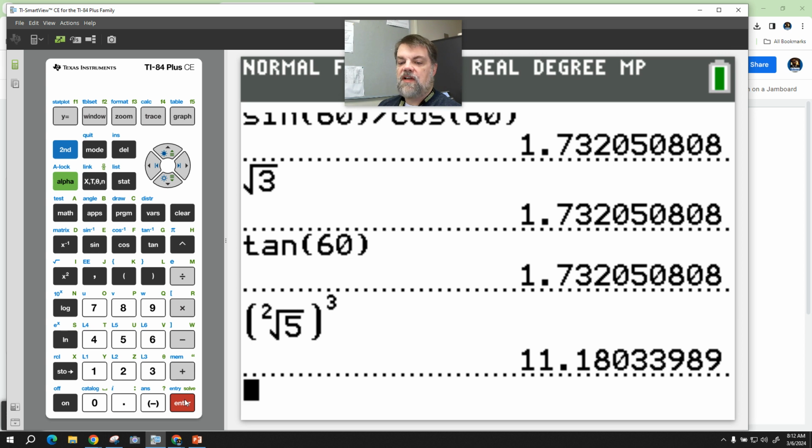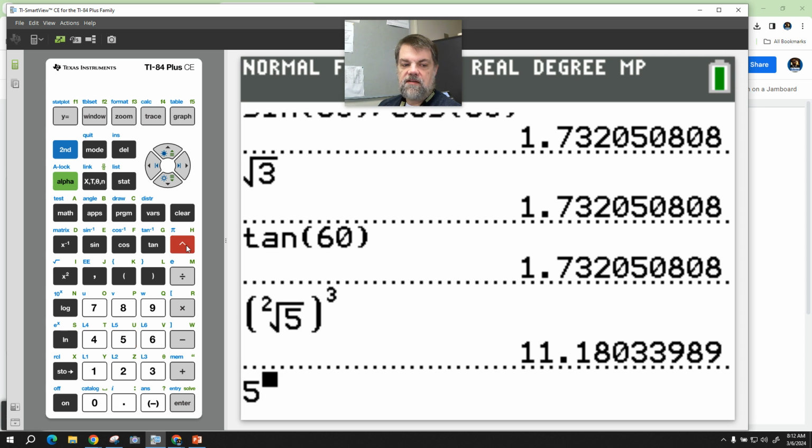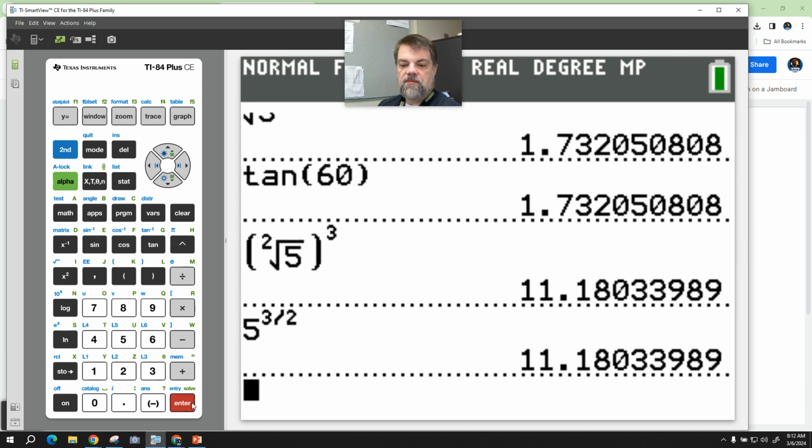Now when I hit enter, it's going to give me an answer. It's a decimal, 11.18 and some change. But I said that should be the same as the power, which is 3, divided by the root. Turns out I did it right.